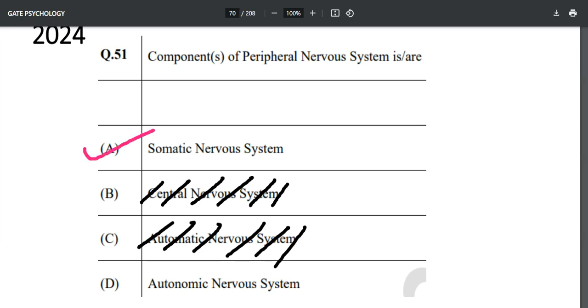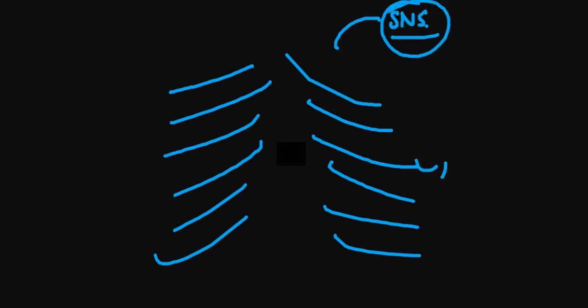Okay, the somatic nervous system and the autonomic nervous system are the two components of your peripheral nervous system. Now talking about all the peripheral parts, we have two things over here, the SNS, somatic nervous system, and the ANS, autonomic nervous system. Now one thing is very primary, very careful, very important.